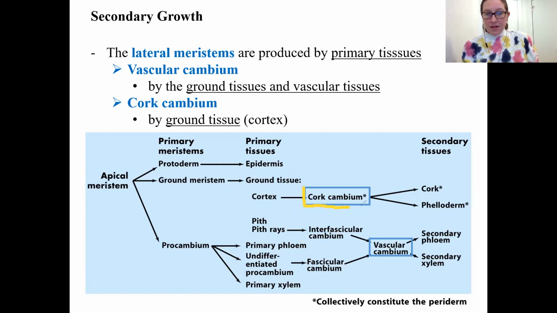So now we have these lateral meristems, cork cambium and vascular cambium. And as I said on the previous slide, the vascular cambium is going to make your secondary xylem and secondary phloem, and your cork cambium is going to make your cork, aka phellem, and your phelloderm, which we'll talk about.